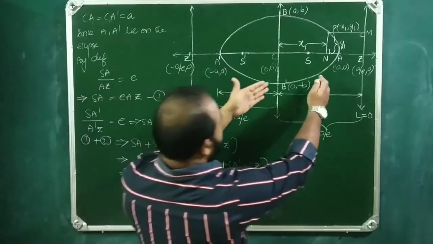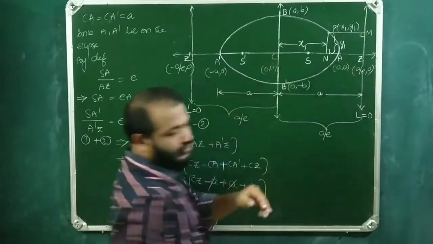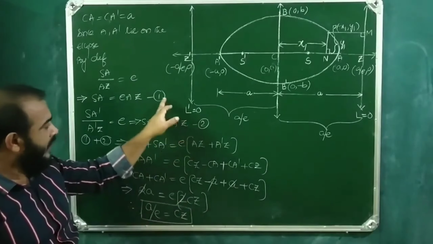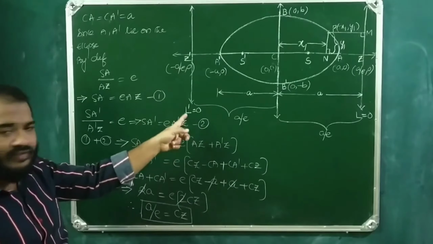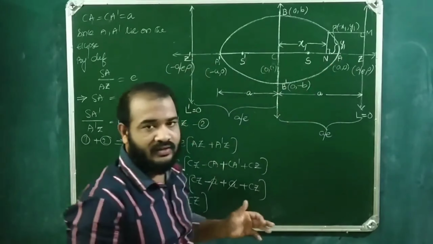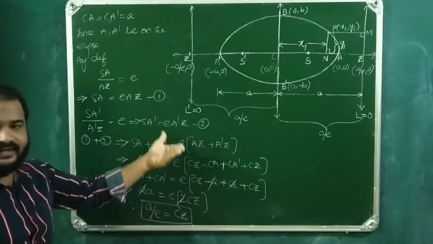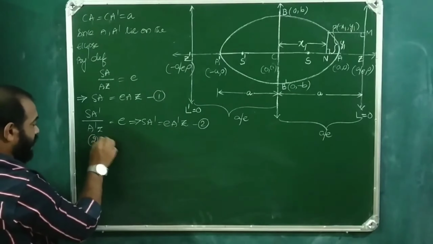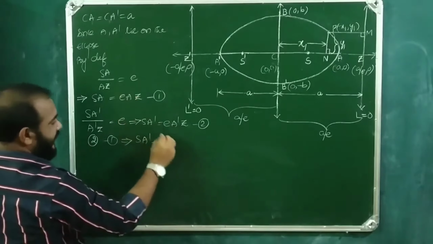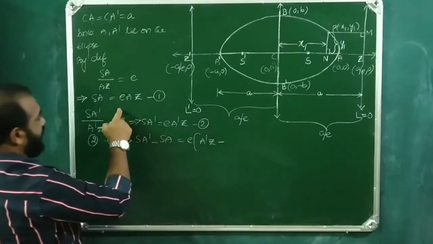You see here, SA dash is this large segment and SA is this. So obviously I will prefer 2 minus 1 rather than 1 minus 2. Why not 1 minus 2? Because SA is this, while SA dash is this large amount. So instead of 1 minus 2, I will prefer 2 minus 1. 2 minus 1 gives rise to SA dash minus SA equals E into A dash Z minus EAZ.